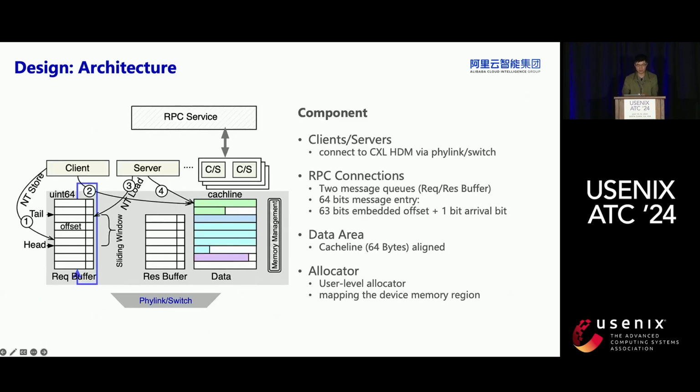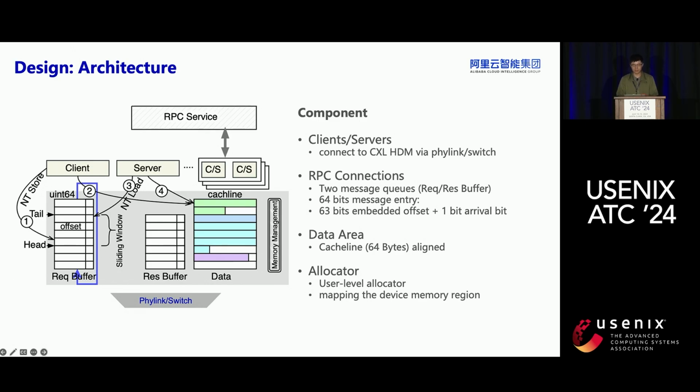So we designed HydraRPC, which is a CXL-based RPC. It uses CXL to avoid the expensive network round trips, memory copies and serialization. Multiple clients and servers connect to the same CXL memory via physical link or CXL switch. So for each RPC connection, there are two message queues and the corresponding data area in CXL memory. Message queues are responsible for passing the reference as the request or response buffer, and the data area stores the raw data of the request and the response.